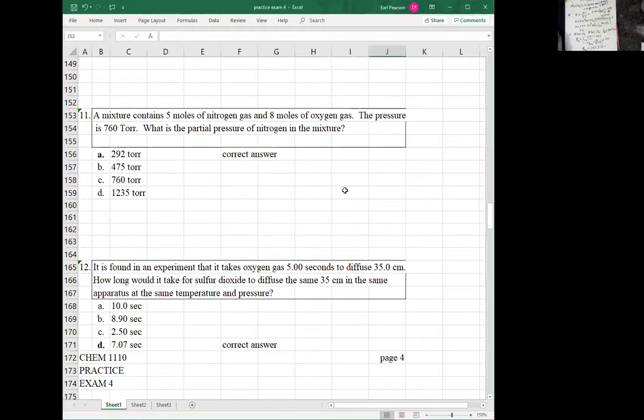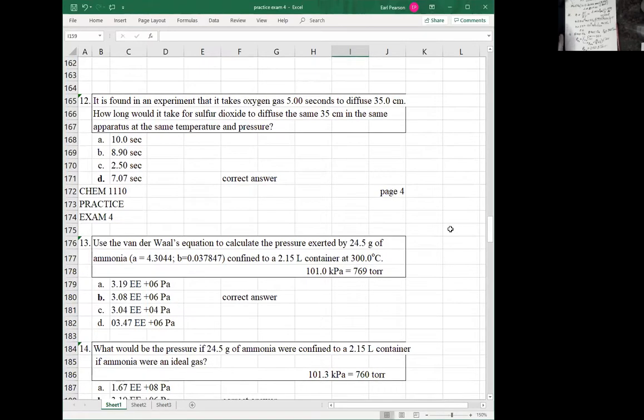Number 12. Okay. Now this is going to be a Graham's law problem. See the hints already. It's found by an experiment that it takes oxygen 5 seconds to diffuse 35 centimeters. How long will it take for sulfur dioxide to diffuse the same 35 centimeters at the same temperature and pressure?